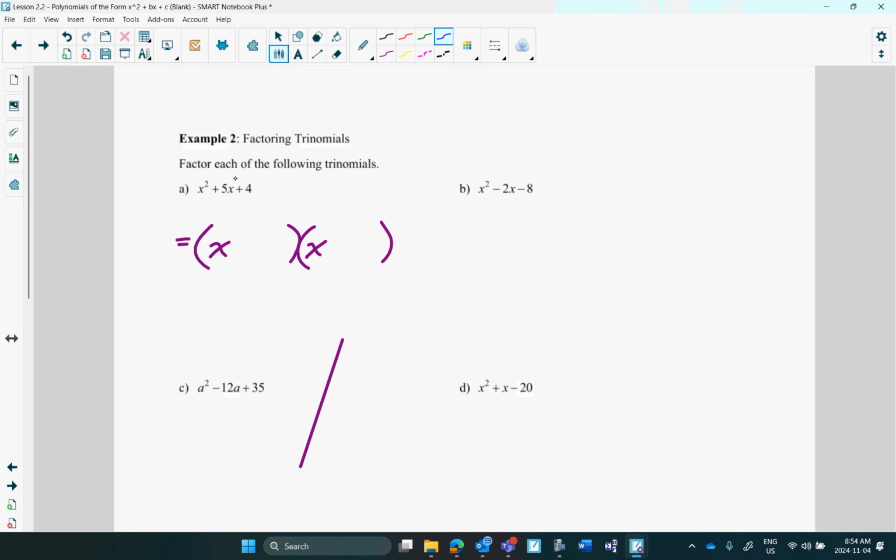Those two numbers will have a sum of 5 and a product of 4. What two numbers add to 5 and multiply to 4? Don't overthink. There's only one pair of numbers that multiply to 4. Sorry, two pairs. 2 times 2 or 4 times 1. Which one of those pairs add to 5? 4 and 1. Done.